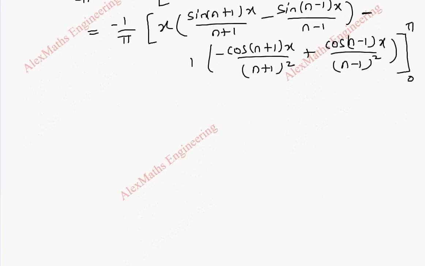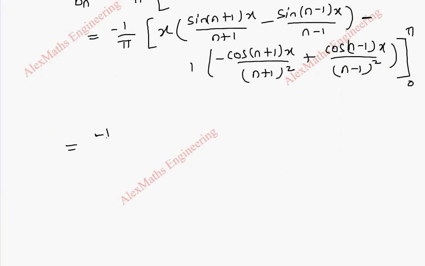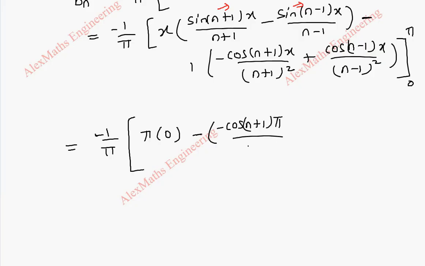Now applying the upper limit, outside we had minus 1 by pi. Applying the upper limit, sine n plus 1 pi will become 0, sine n minus 1 pi will become 0. So pi into 0 totally, then minus, when I apply the pi here, minus cos n plus 1 pi by n plus 1 whole square plus cos n minus 1 pi by n minus 1 whole square. So we applied the upper limit totally.